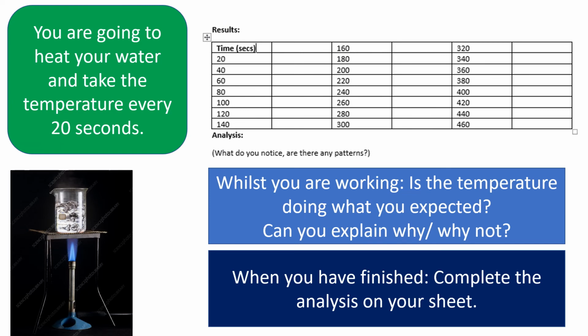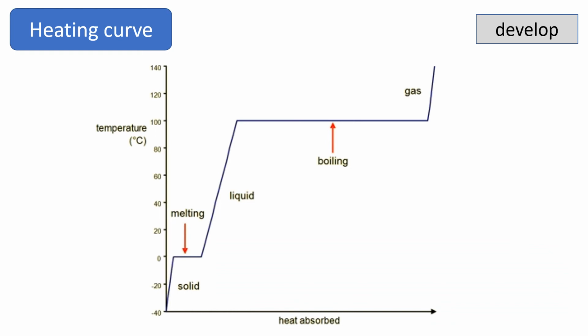Often in a classroom situation, I would ask pupils to heat up ice until it's boiling and measure the temperature every 20 seconds to see what happens. And the expectation is that the temperature would consistently increase over that time period. But what actually happens is they get a very strange looking graph, and it looks something like this.